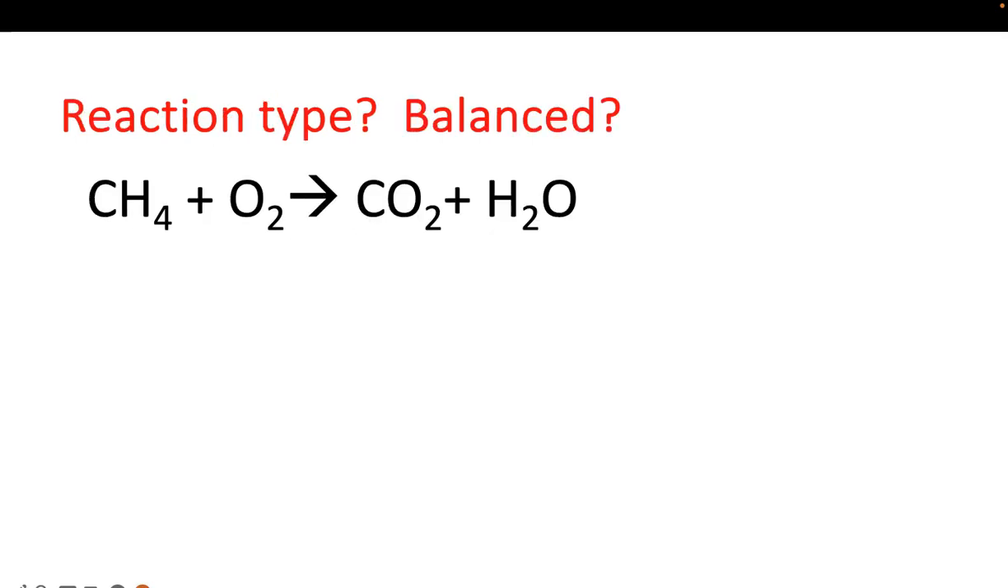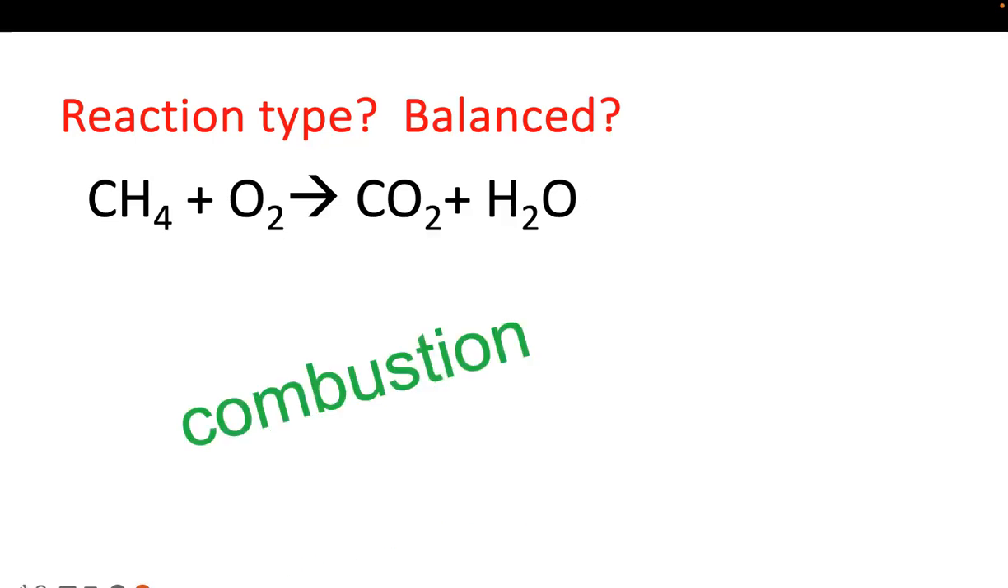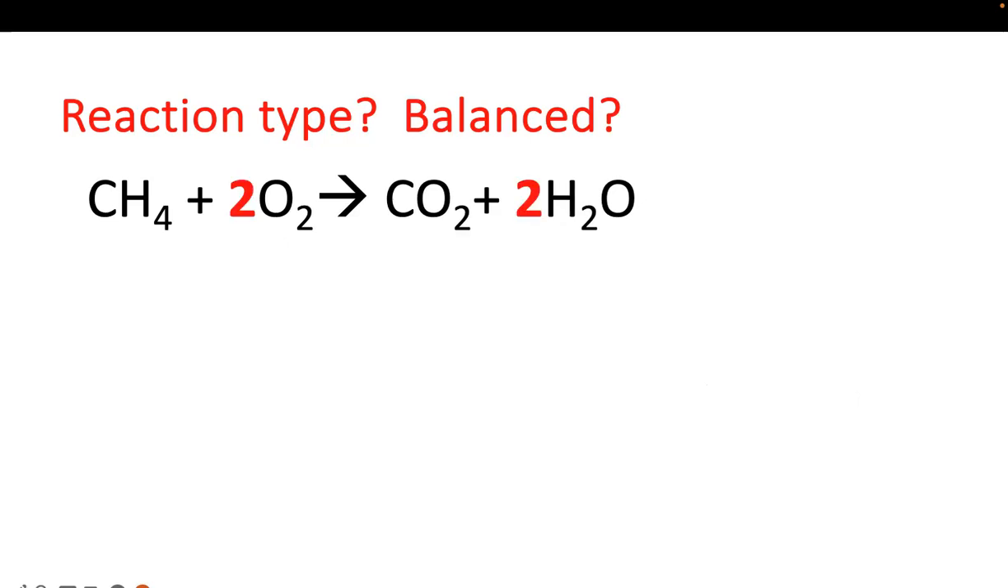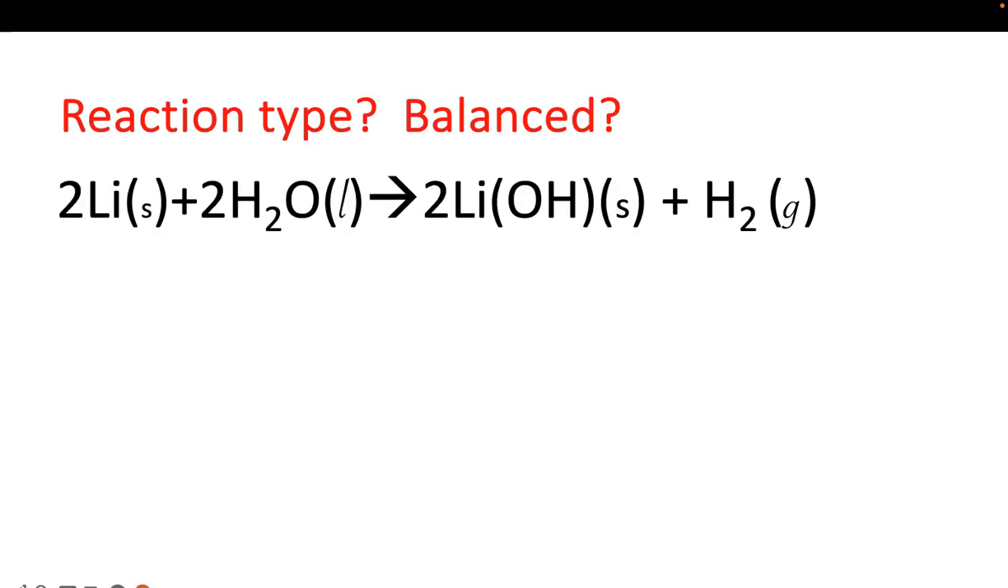Here's another one for you. Hopefully you were thinking combustion. You're exactly right. Here's your fuel, your oxygen. Your products are always CO2 and H2O. Is this one balanced? No, it's not. So how would you balance that? Yes, you'd have to add those coefficients of 2 in front of oxygen and water.